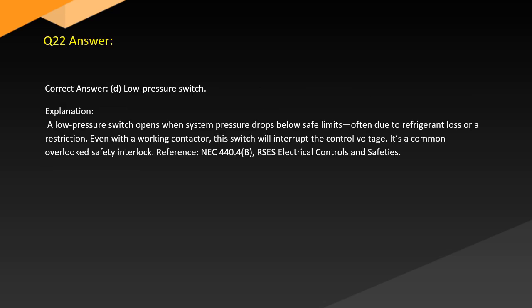Answer. Correct answer: D. Low pressure switch. Explanation: a low pressure switch opens when system pressure drops below safe limits, often due to refrigerant loss or restriction. Even with a working contactor, this switch will interrupt the control voltage. It's a commonly overlooked safety interlock. Reference: NEC 440.4(B), electrical controls and safeties.